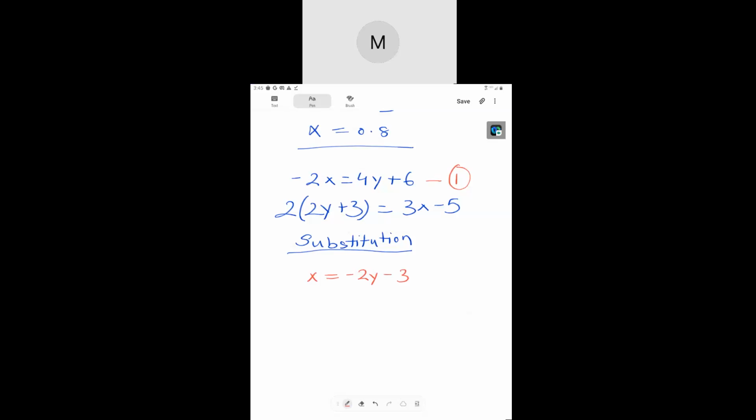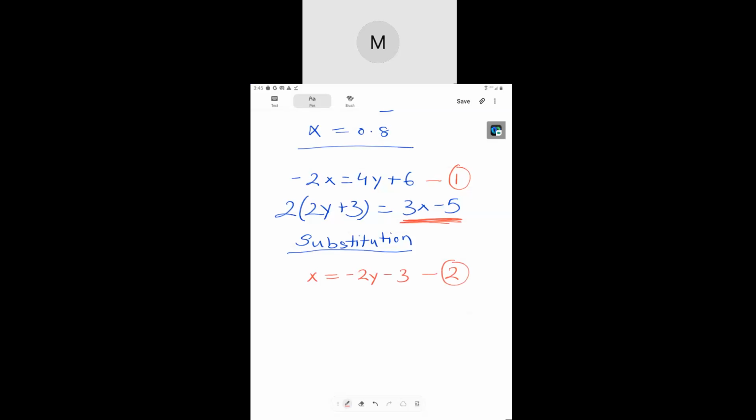So this is my new equation. I know x is negative 2y minus 3. I'll use this fact, I'll call this number 2. I'll use this and substitute the x up here. And how will I do that? So let me show that to you.